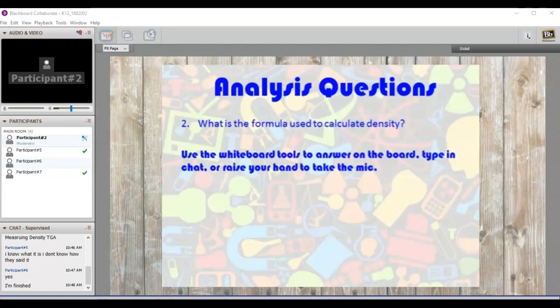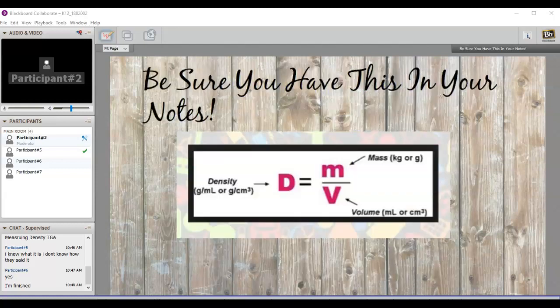All right, so number 2 is very easy. We saw this formula. What is the formula to calculate density? So all you have to do is write it out. You want to make sure that you know what all those letters stand for. And I would also encourage you to have this in your notes. And make sure you know this right here, this grams per cubic centimeter. Just as you may also see grams over milliliters. But make sure you know the unit of measurement for density.